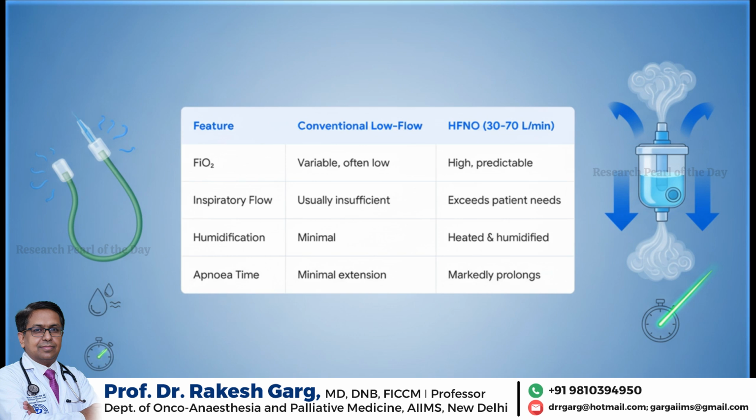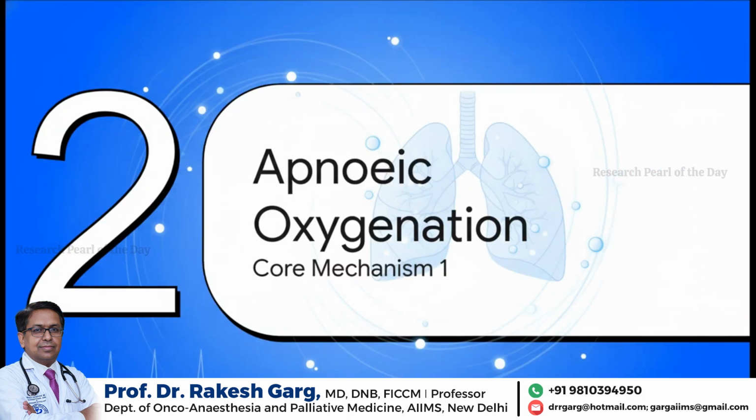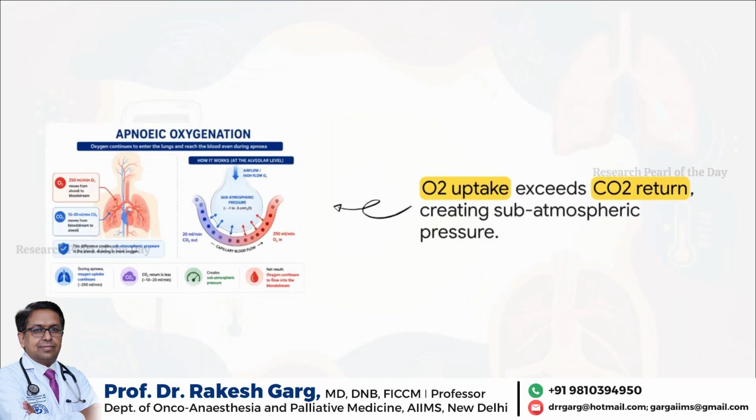That's a huge deal. Moving right along to Section 2, Core Mechanism, Apneic Oxygenation. The sheer magic of apneic oxygenation really boils down to one massive physiological mismatch. Picture this. During apnea, so when a patient has completely stopped breathing, the body is still aggressively consuming roughly 250 milliliters of oxygen per minute straight out of the alveoli. But at the exact same time, only a tiny fraction of carbon dioxide, like 10 to 20 milliliters, is actually returning from the bloodstream back into those alveoli.